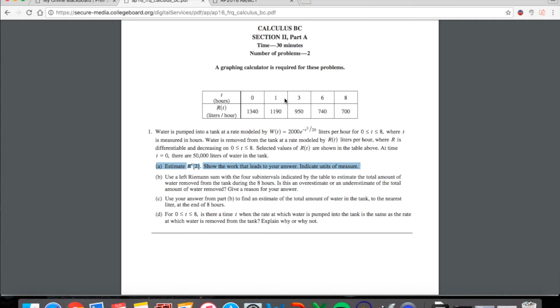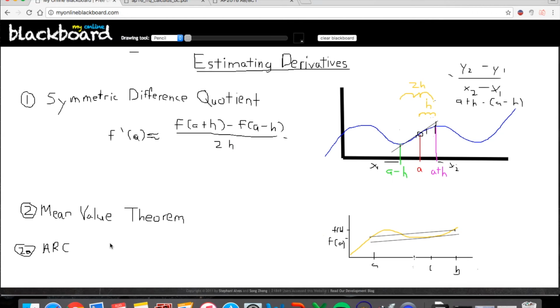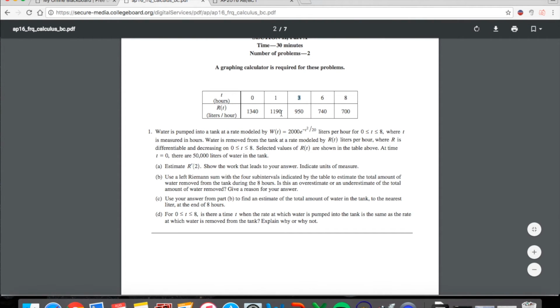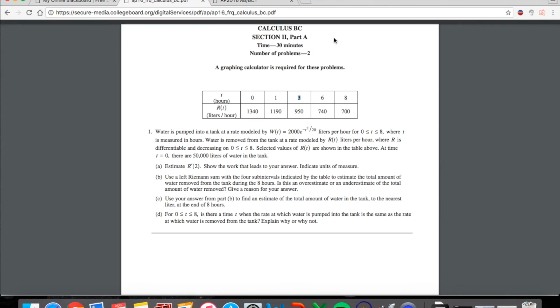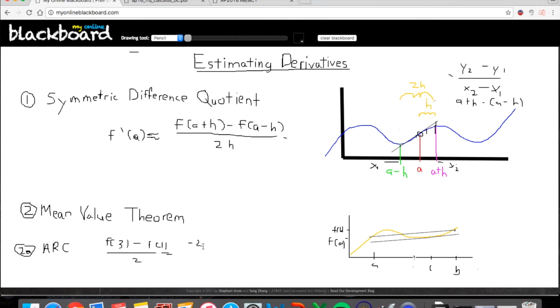So 2 obviously is not on this table. So what we do is we find the average rate of change between 1 and 3. So what we get is we're going to do f of 3 minus f of 1 over 2, because 3 minus 1 is 2. And that'll be equal to f of 3 is 950, and then 950 minus 1190 is, well, we're just going to simplify it and do this. We get negative 240, so we get negative 240 over 2, and then that'll be equal to negative 120.